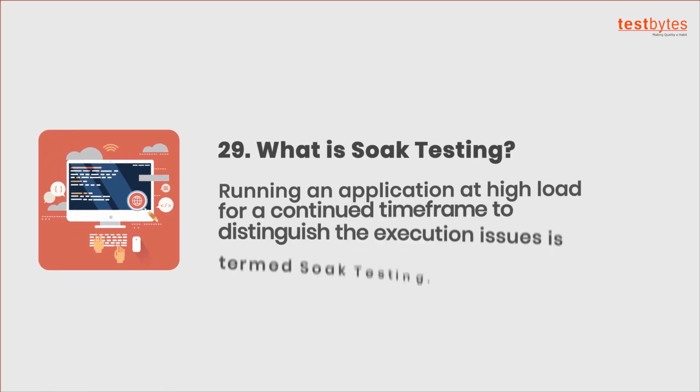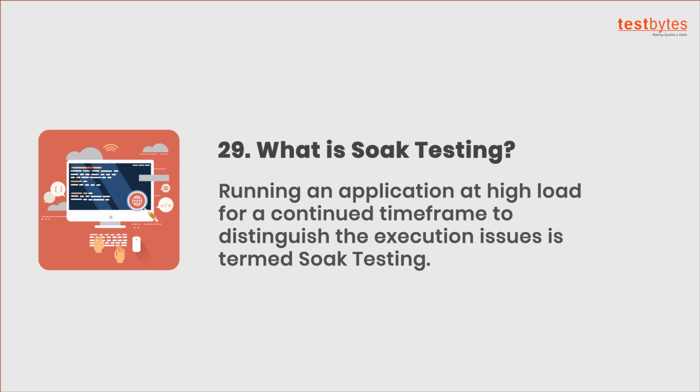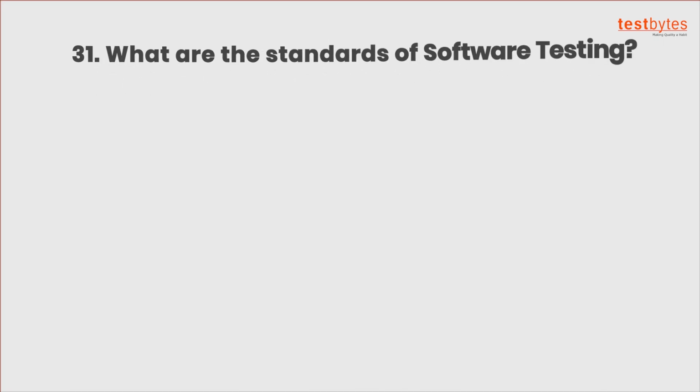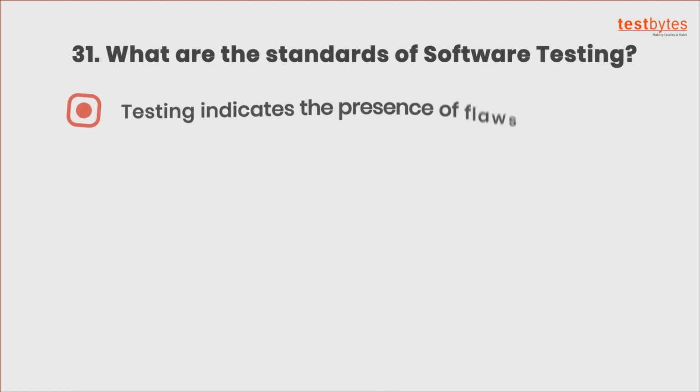Number 29. What is soak testing? Running an application at high load for a continued time frame to distinguish the execution issue is termed as soak testing. Number 30. What is performance testing? This kind of testing decides or approves the speed, versatility, or durability qualities of the application or system under test. Execution is concerned about accomplishing response times, resource usage levels, and throughput that meet the execution targets for the product or project.